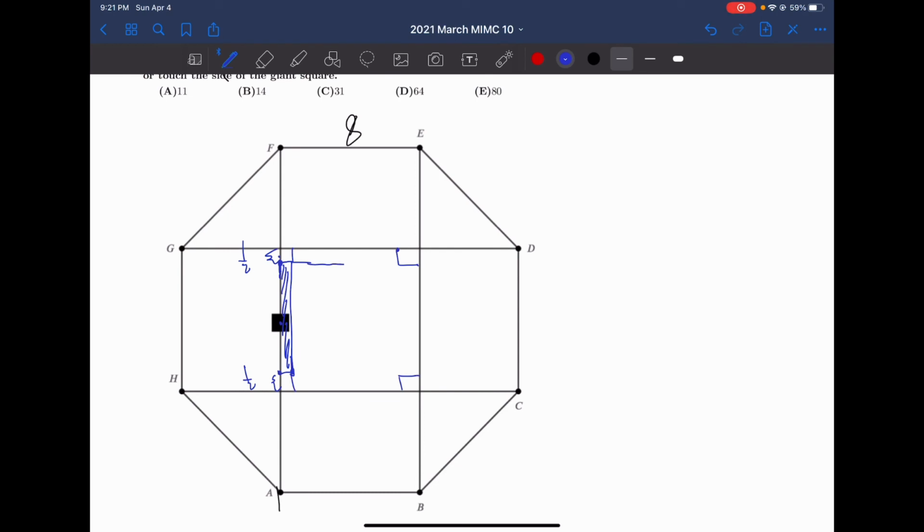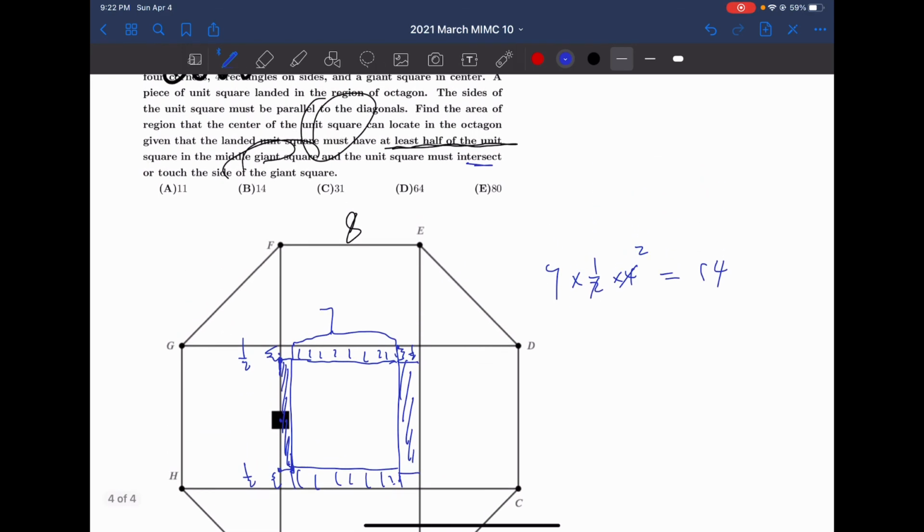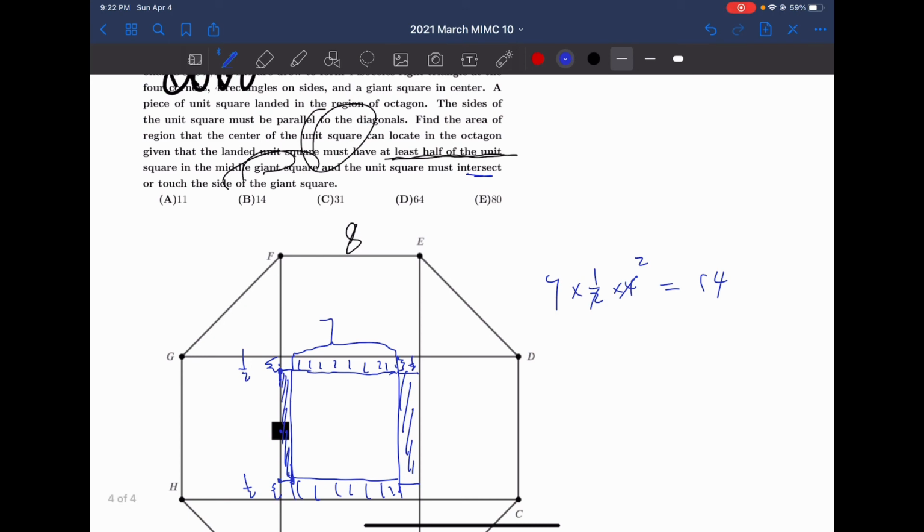Let's just draw it out now. So the shaded area is the area that we want to calculate. Because the giant square has a side length of 8, this side length would be exactly 7, because 1/2 is cut out from each side. And there are 4 of them with width 1/2, so the area would be 7 times 1/2 times 4, which is 14. Now, we want to find the area of the region, so that would just be 14.